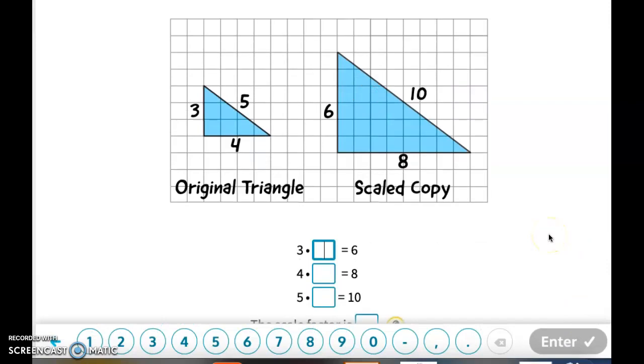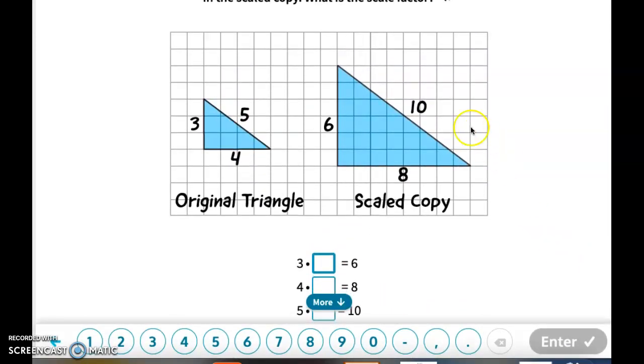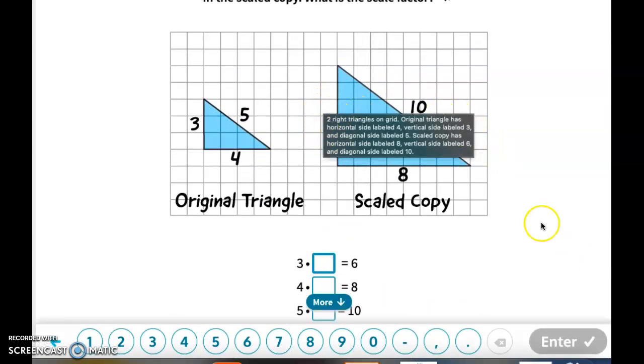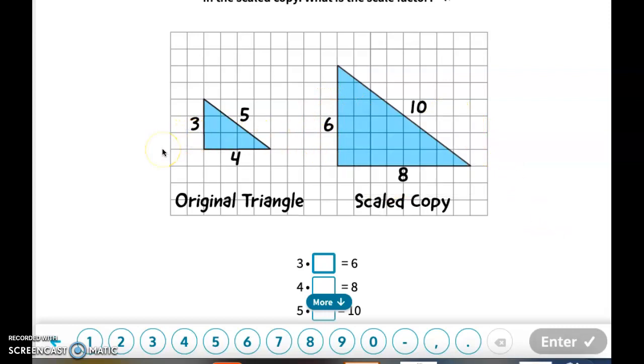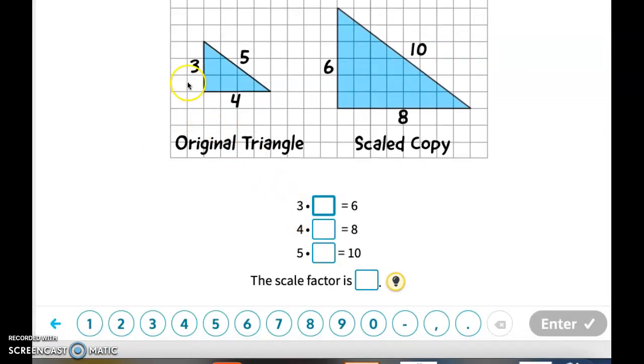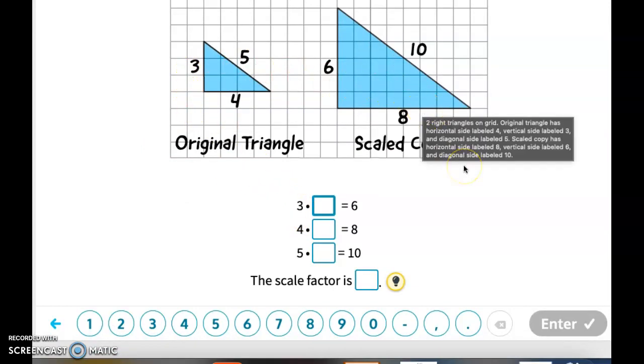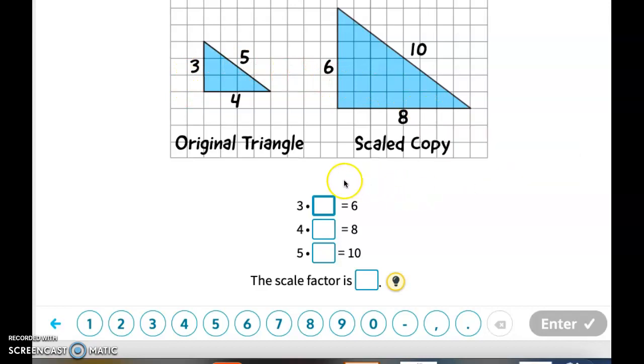All right, so we know how to find the scale factor by taking a corresponding side, like 6, and dividing it by 3. You can also say, well, what number did I multiply to go this way? If you remember, when we used scale factors, we were always multiplying. So either way will work. Let's see, what number are we multiplying by? We're multiplying by 2, and by 2, and by 2. So the scale factor is 2.